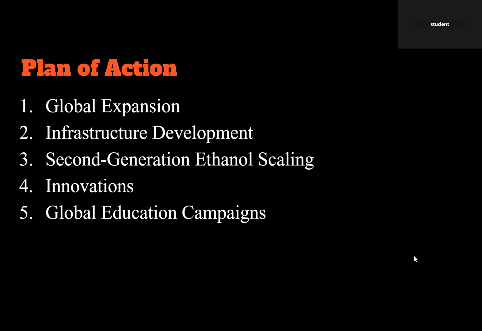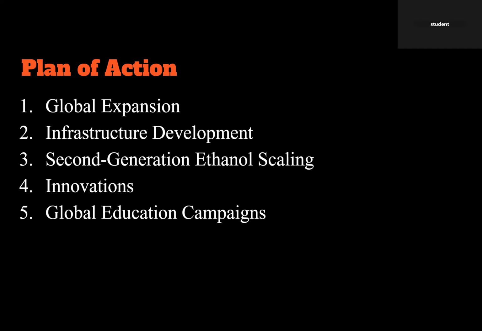And if I didn't have to worry about funding, these are the five things I would do to expand sugarcane ethanol production. One would be global expansion, which is build ethanol plants in countries with sugarcane potential. So those would be India, Thailand, and sub-Saharan Africa. Second would be infrastructure development, so create an international distribution network for sugarcane ethanol. Third, second generation ethanol scaling. So invest heavily in converting sugarcane waste into biofuel.